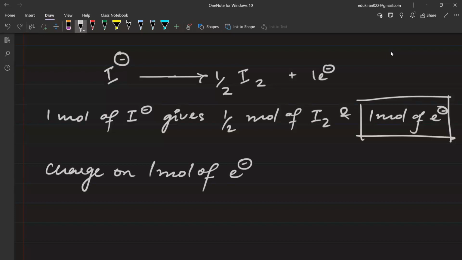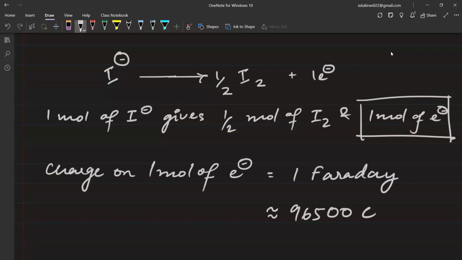What is the charge on 1 mole of electron? ये हम आपको बताते थे. This is equal to 1 Faraday. Simple. ठीक है? And 1 Faraday is approximately equal to 96500 coulombs. All of you understood this? Yes or no? Please tell me. Yes, sir. ठीक है, अब हम लोग एक सवाल देखते हैं.